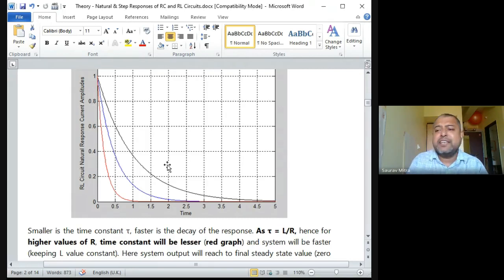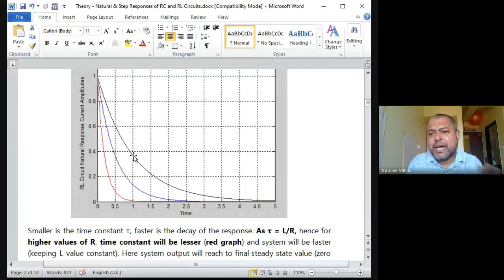So these are three different circuit responses for different values of L by R. Keeping R constant, I am actually decreasing the value of L. As I decrease the value of L, the system goes from black towards red. This you have to understand. Decreasing the value of L means I am making the time constant lesser and lesser. As I make the time constant lesser and lesser, the output fall becomes fast. So when black is there, that means here the L by R value is more, that means the L value is more.